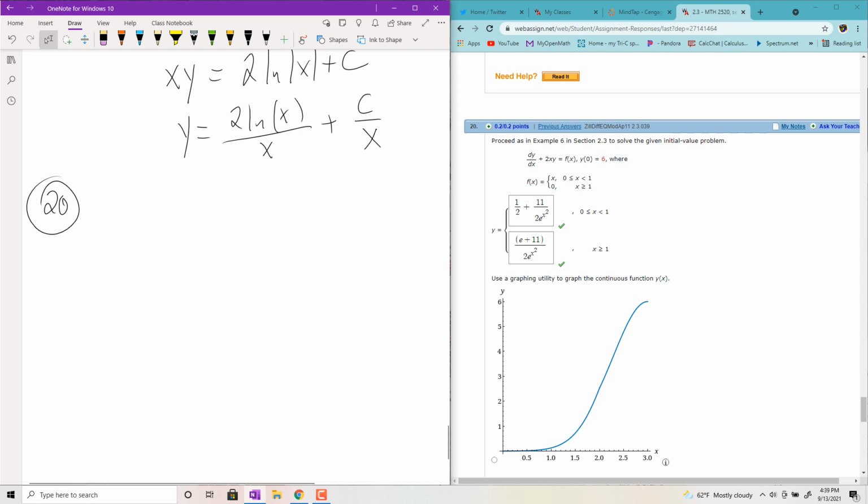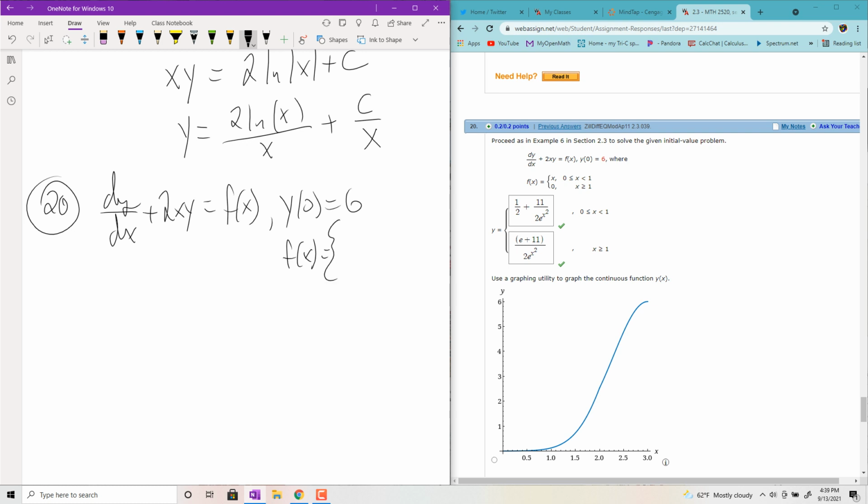problem 20. We have dy all over dx plus 2xy equals f of x, and y of 0 equals 6, and then f of x is given in 2 pieces as x and 0. x when x is in between 0 and 1, and then 0 when it's greater than or equal to 1. So you need to solve 2 differential equations.